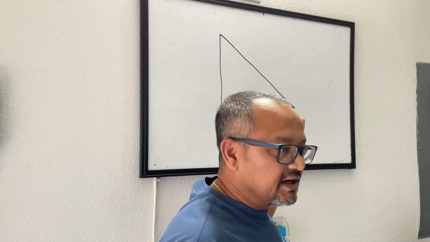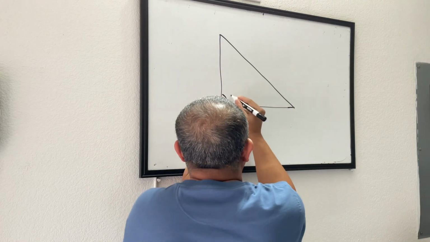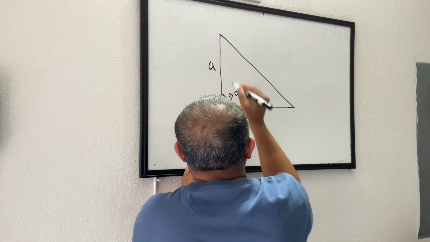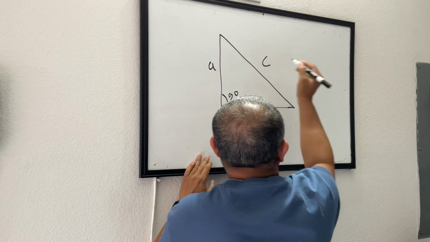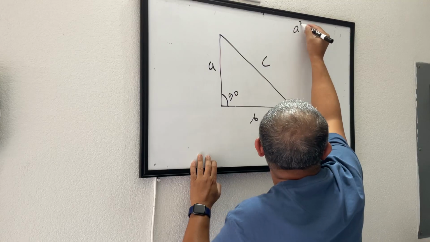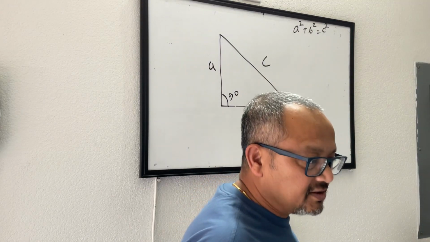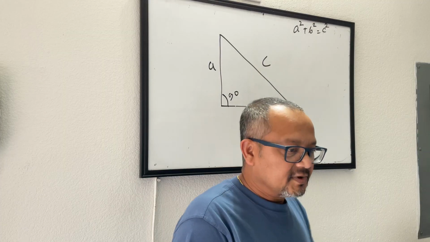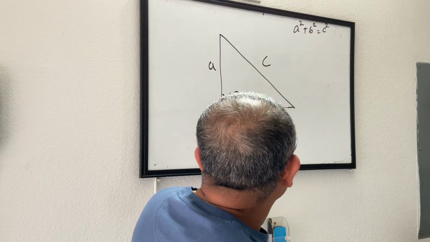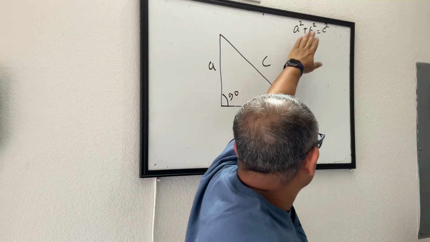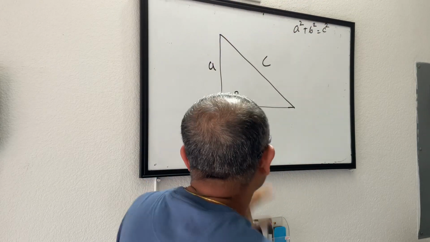This is a right angle triangle I have. This is A, this is B, and this is C, and somebody has forced you to believe that A square plus B square equals C square. We don't want to just believe this, we would want to see why. So let's look at it.